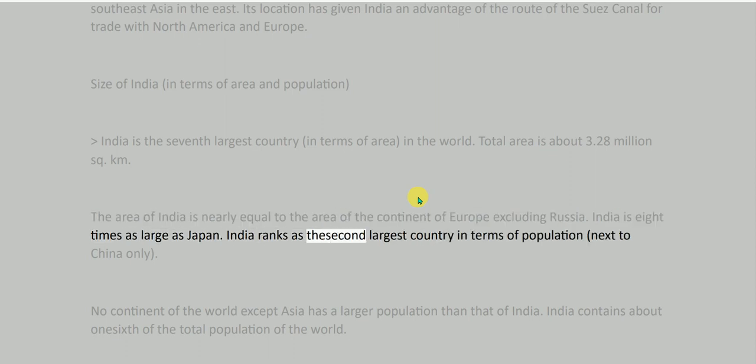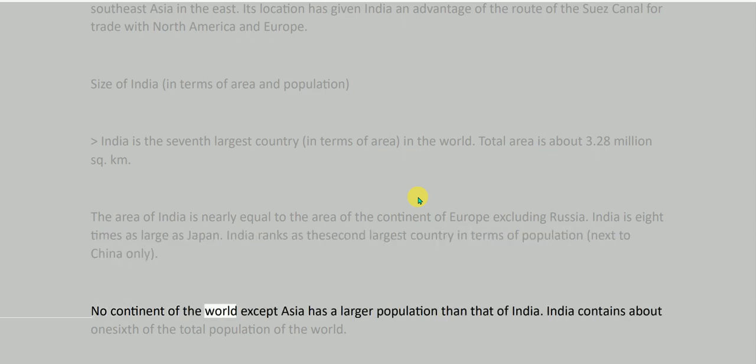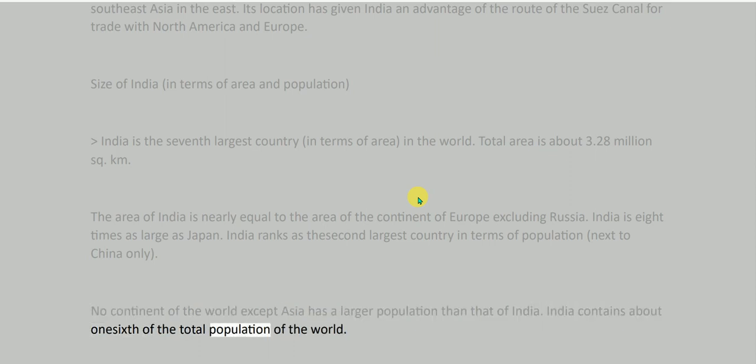India ranks as the second largest country in terms of population, next to China only. No continent of the world except Asia has a larger population than that of India. India contains about 1/6 of the total population of the world.